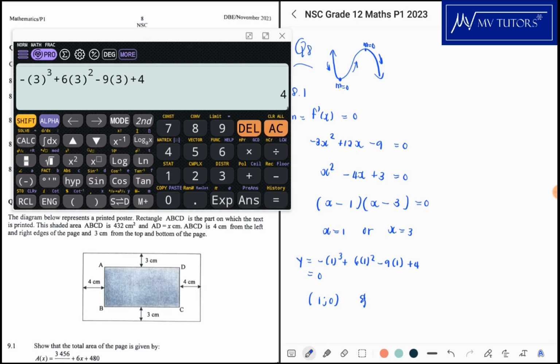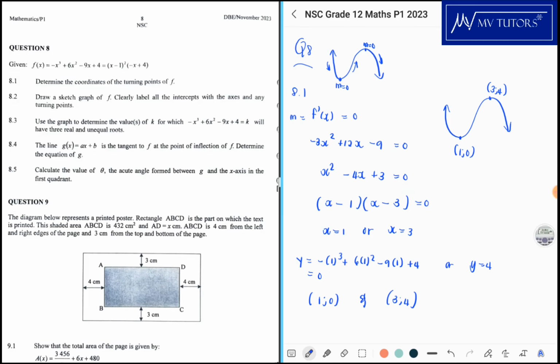And now we get 4. Okay, y is equal to 0 or y is equal to 4. So now we have 3 and 4. All right, so I could say then within the sketch, on this turning point we have 1 and 0, and on that turning point we have 3 and 4. That's how we're expecting our graph to look.